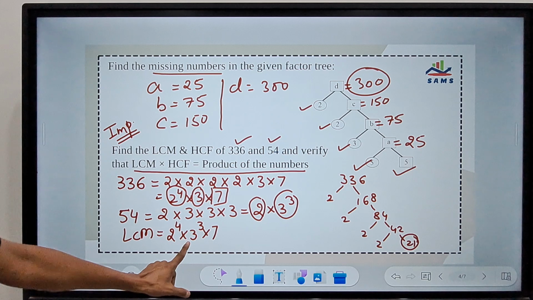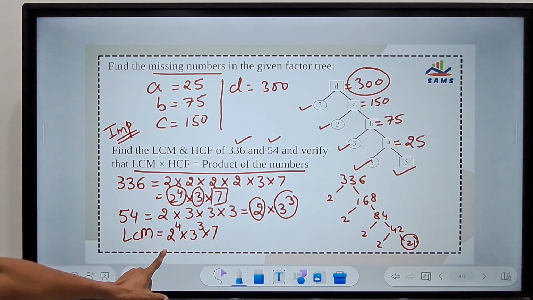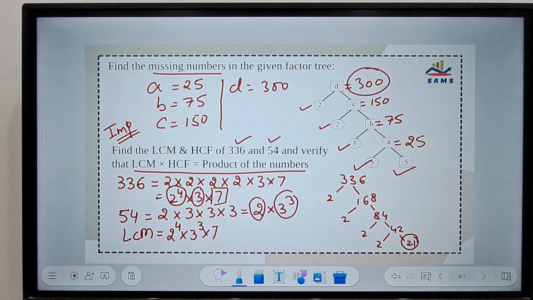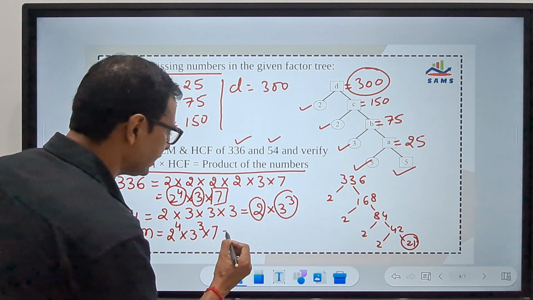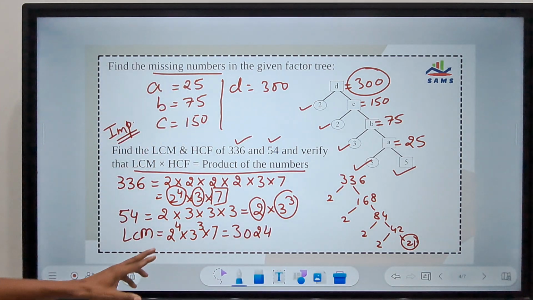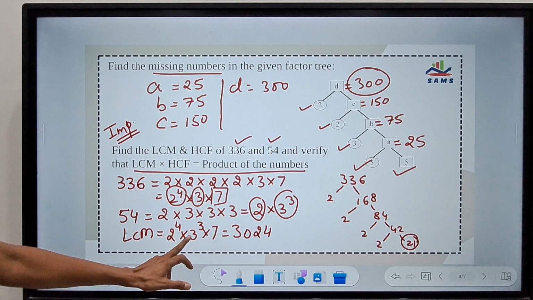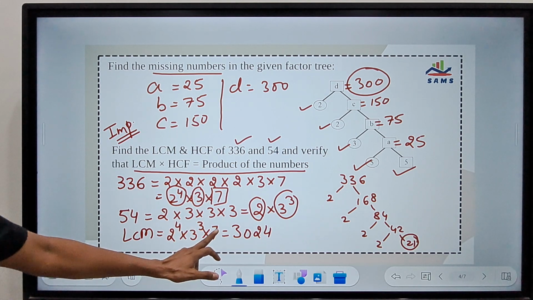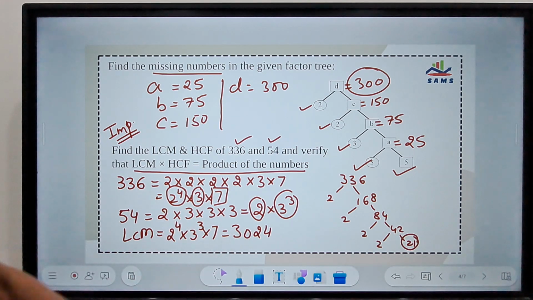Okay. Now, these factors are to be multiplied. So we have 2 raised to power 4, which is 16, and 3 raised to power 3, which is 27, and 7, and that will give us the product. I have already found it for you. It is 3024. The product of 2 raised to power 4 (16), 3 raised to power 3 (27), and 7 is 3024.